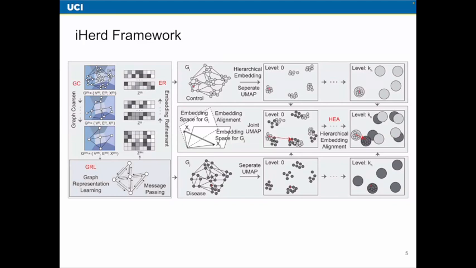Later, we design an embedding refinement model to generate the final embedding of nodes in the original complex graph. And then we use a hierarchical embedding alignment to align the embeddings of different networks at different resolutions to quantify the network changes. Thanks to the hierarchical framework, iHerd simulates the gene pathway and can capture different levels of information to better detect network changes under different resolutions.